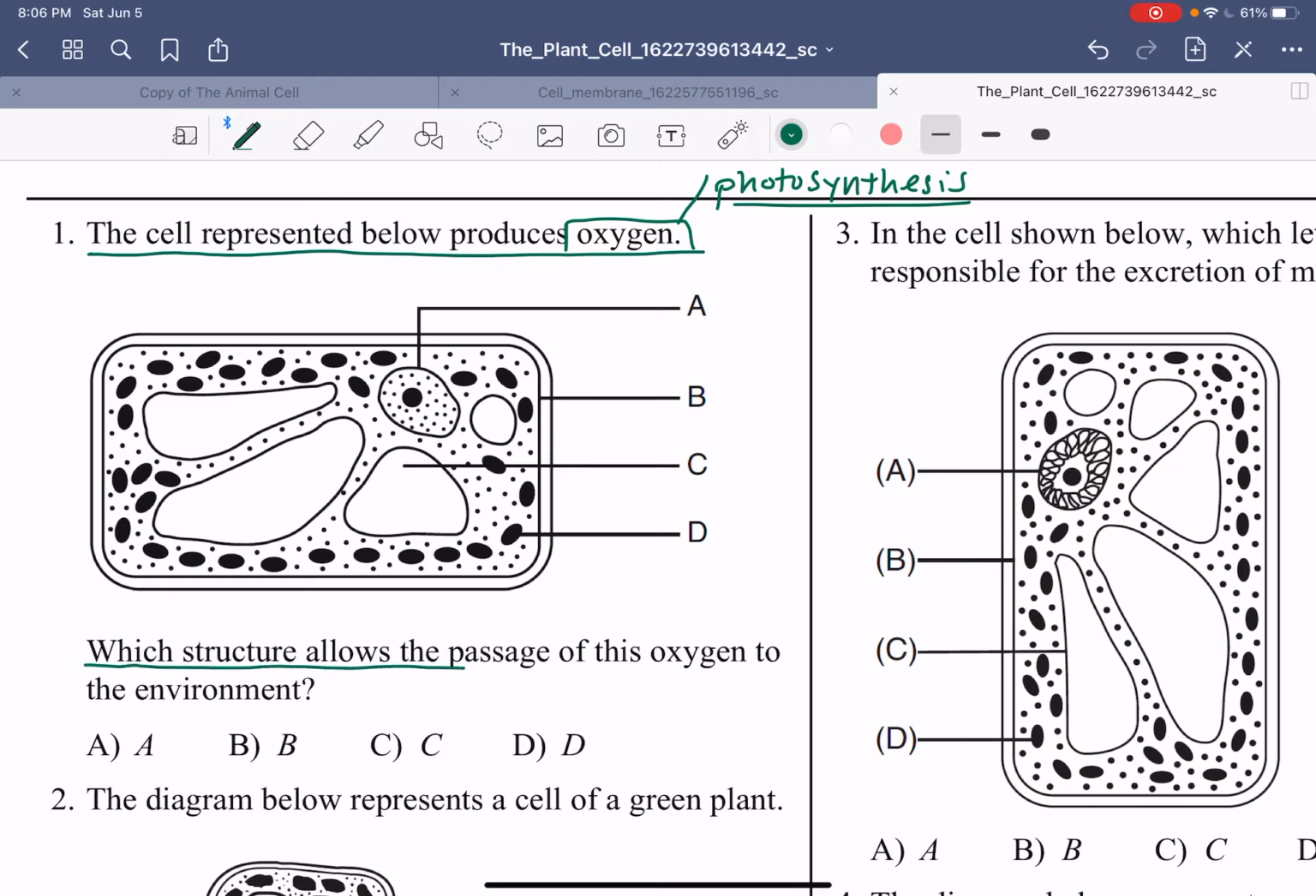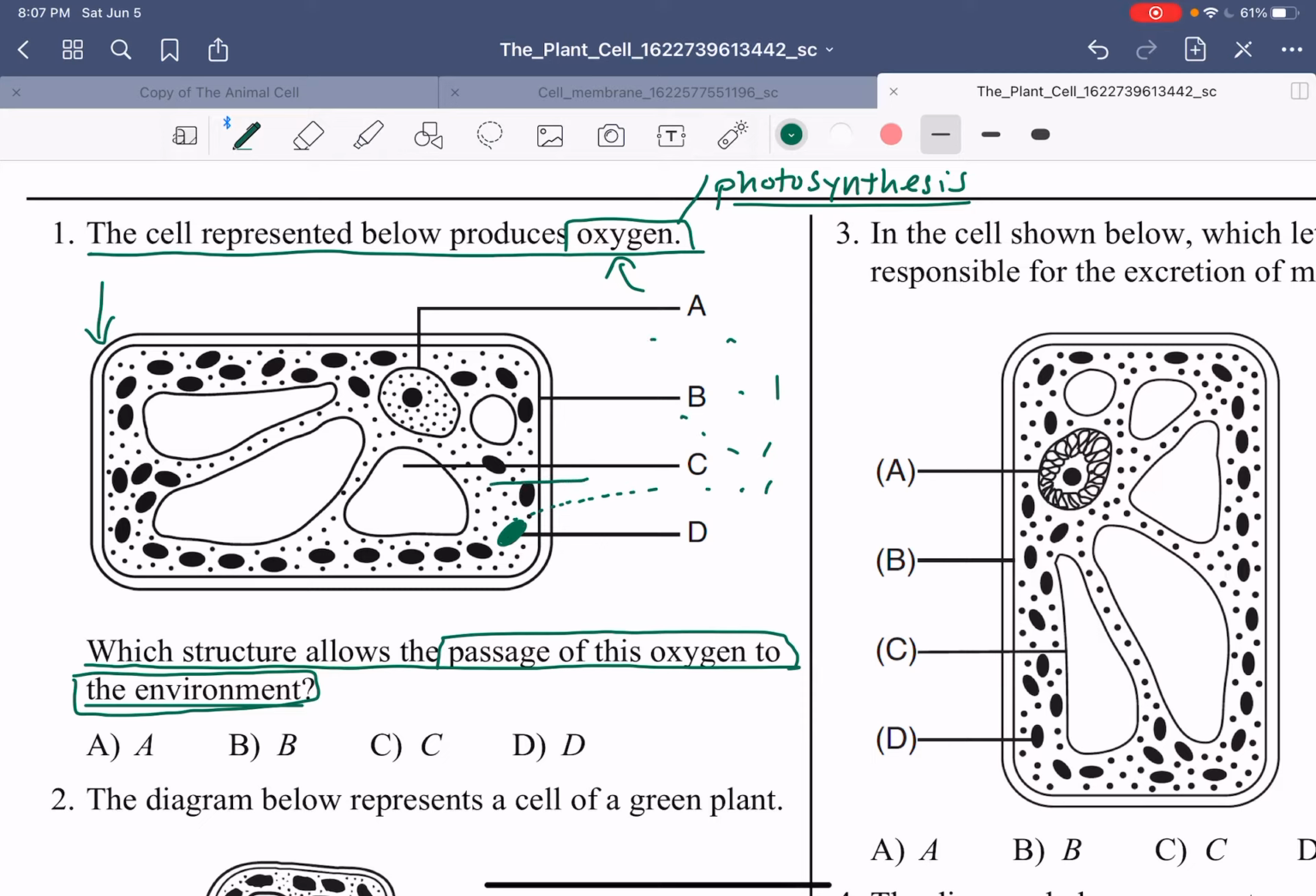Which structure allows the passage of this oxygen to the environment? So these kinds of questions, they layer things, right? They put a picture of the plant cell. They talk about oxygen. And then they say, passage of this oxygen to the environment. Meaning, if the inside of this cell in the chloroplast is producing oxygen, how can it leave and go into the atmosphere, into the environment, into the air we breathe?